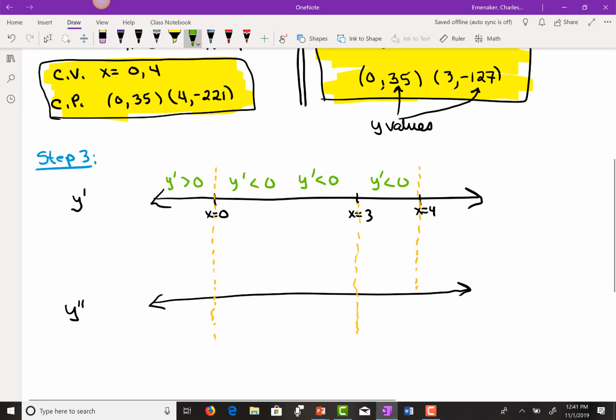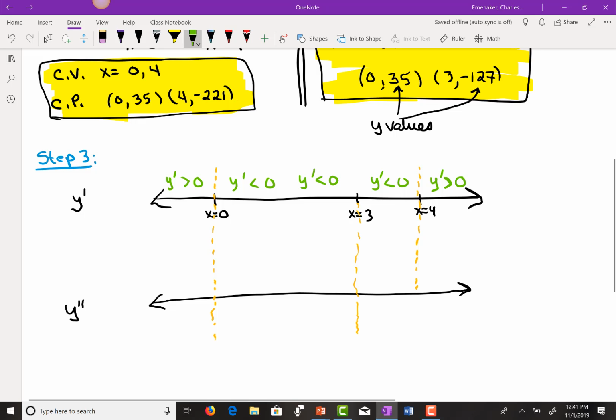Then we move to the rightmost panel. Well, it starts at 4. I'll put in 5. Well, that gives me, holy mackerel, 625. Glad I didn't have to figure that out by hand. That would have been a little on the large side. There. Now we have the information about the first derivative.